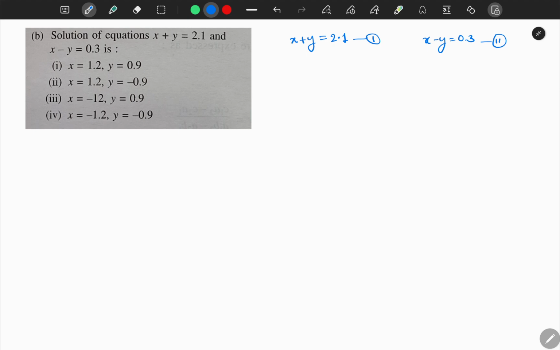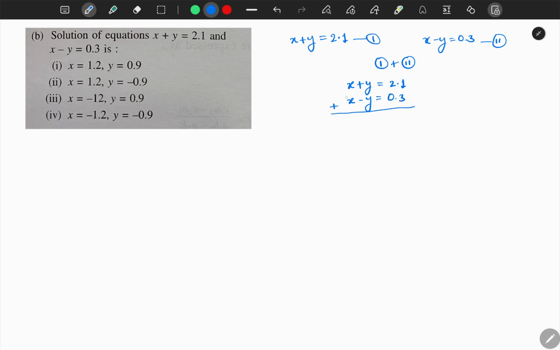Now if I compare their coefficients, I observe that the coefficients of x are both positive, whereas for the coefficient of y, one is positive and one is negative. In such scenarios, I can directly add the equations. So I'll say equation 1 plus equation 2. What will I get? Let's see. x plus y equals 2.1 and x minus y equals 0.3.